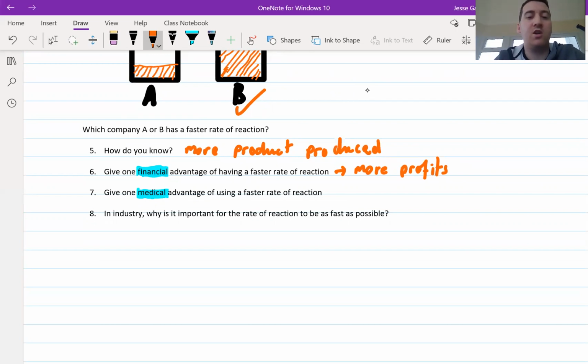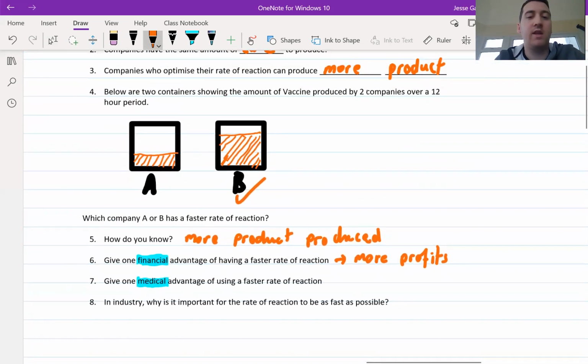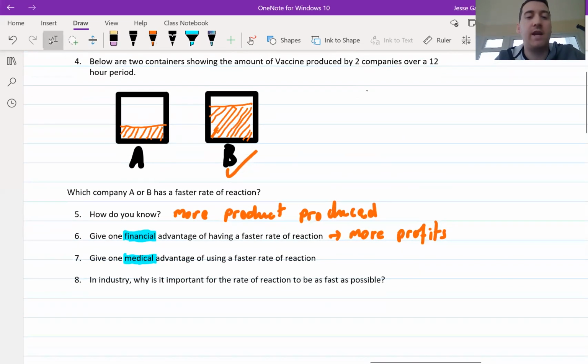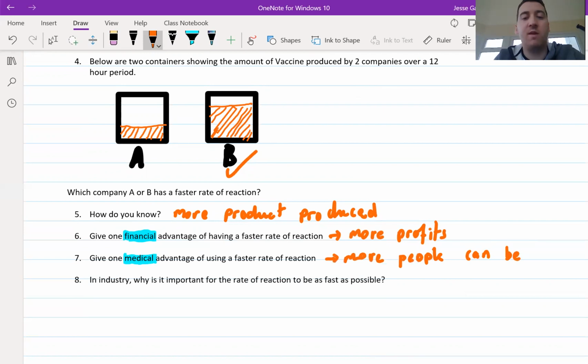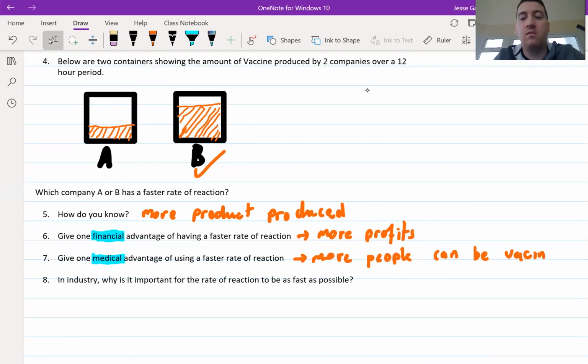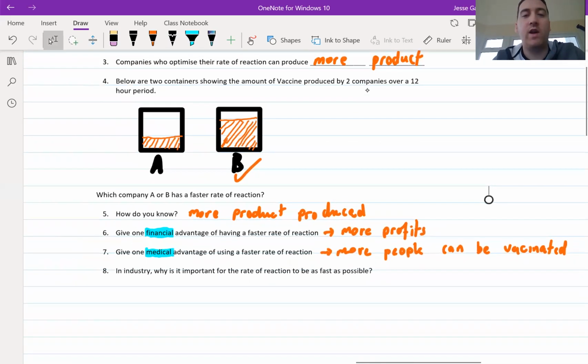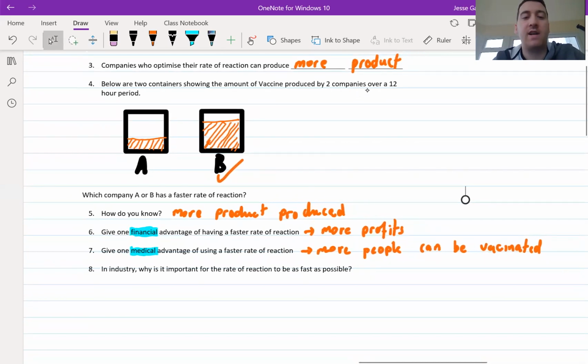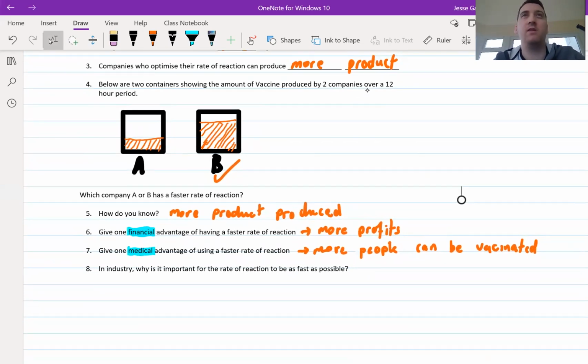One medical advantage of using a faster rate of reaction. Well, if we take a look at this example, the 2 vaccines, what's a medical advantage of having a faster rate of reaction? Well, more people can be vaccinated. Now, it might not just be a vaccination drug, it might be an anti-cancer drug, for example. But more people can be vaccinated. So that's very topical at the moment, because we have companies racing to try and beat each other and make sure that we have enough vaccine. And we're trying to get a vaccine out to millions and millions of people.